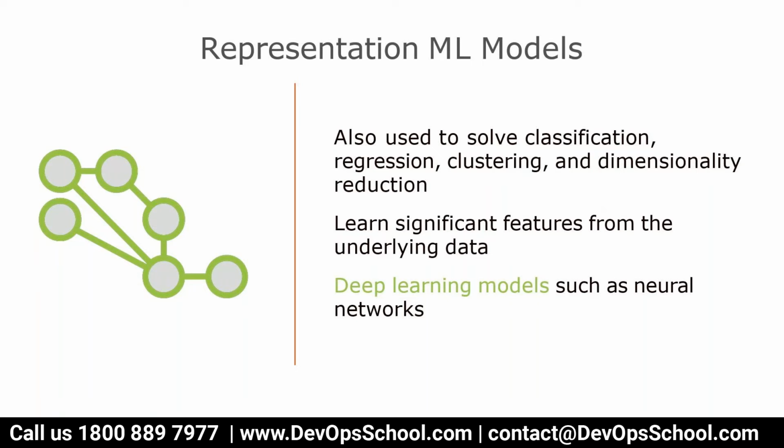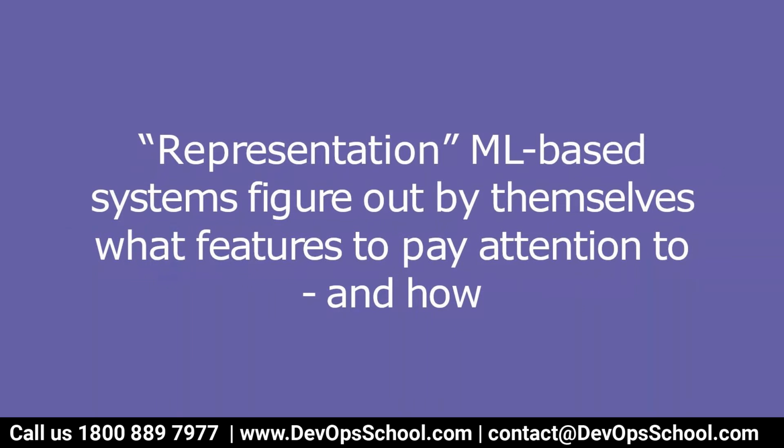Now it is also considered a deep learning model, such as a neural network. Okay, so in representational ML you have a deep learning model such as a neural network. Representational ML-based systems figure out by themselves what features to pay attention to and how. So in traditional ML models, you decide. In representational ML models, the algorithm itself decides what to focus on and what not. Are you getting it?